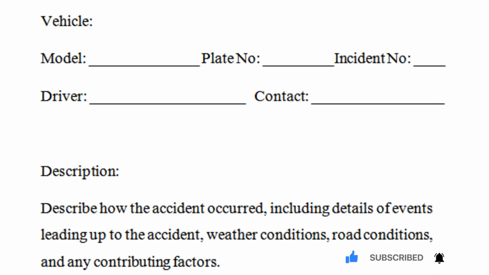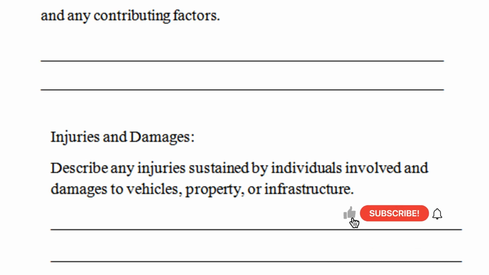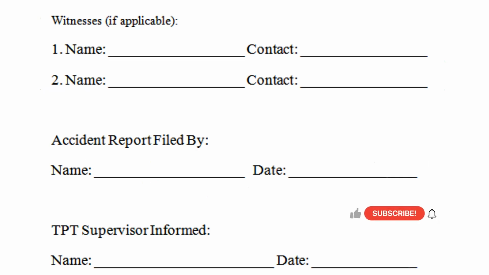Driver, contact. Description. Describe how the accident occurred, including details of events leading up to the accident, weather conditions, road conditions, and any contributing factors. Injuries and damages. Describe any injuries sustained by individuals involved and damages to vehicles or property or infrastructure.